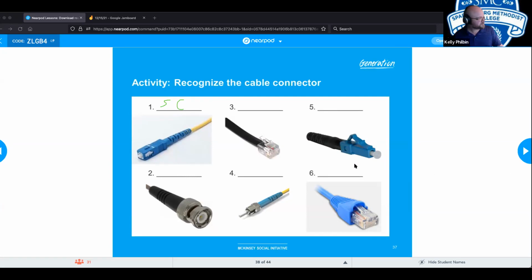Sibley, can you tell us? Number 2, right down here. BNC. That is absolutely correct on the connector.